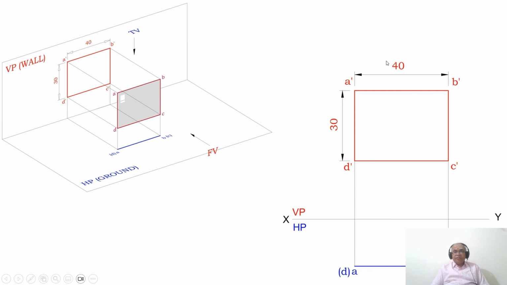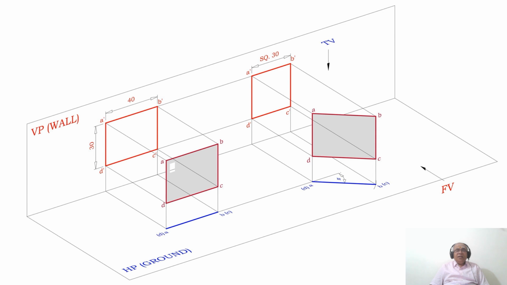As you look from the top view, AB is near to the observer, so AB is visible. C dash and D dash are away from the observer, so C and D will be in brackets. So this is how you write the initial position of the rectangular lamina, or the mirror. Then he says the longer side of the mirror appears to be perpendicular to both HP and VP.